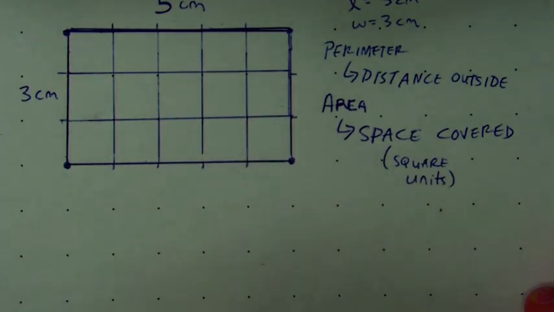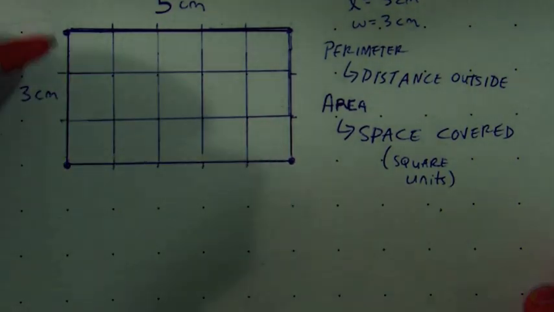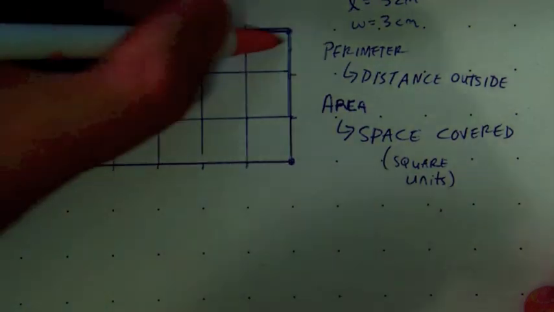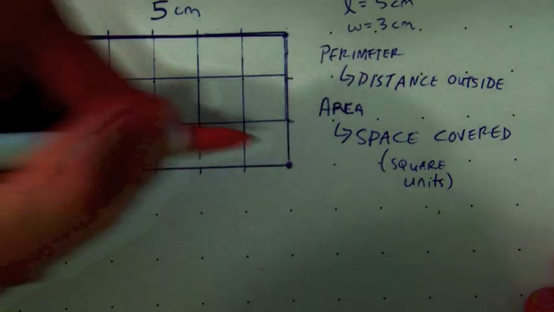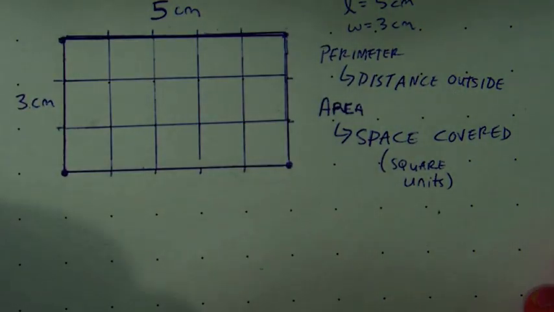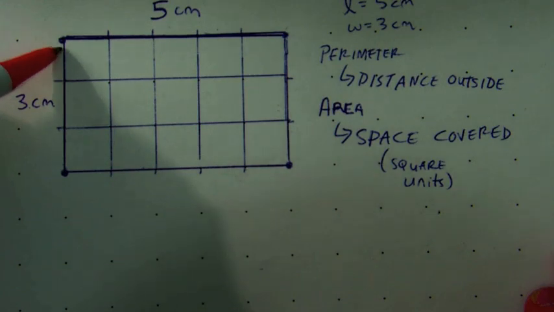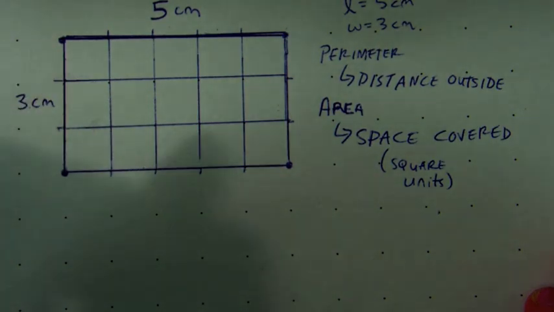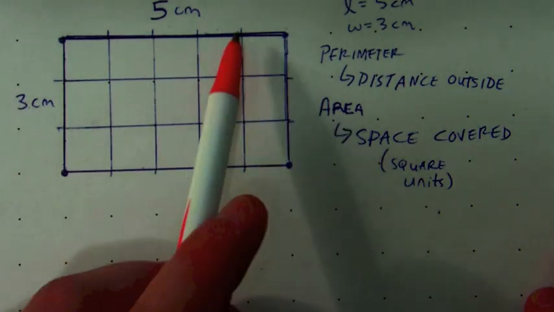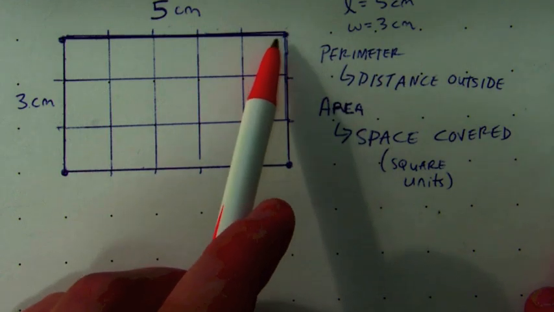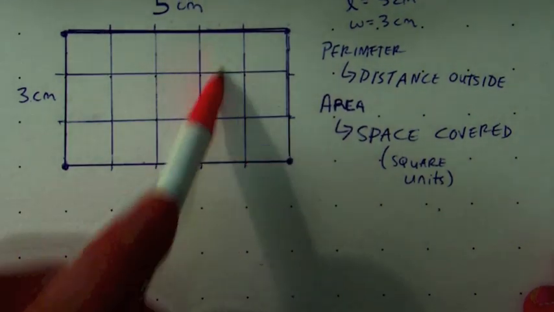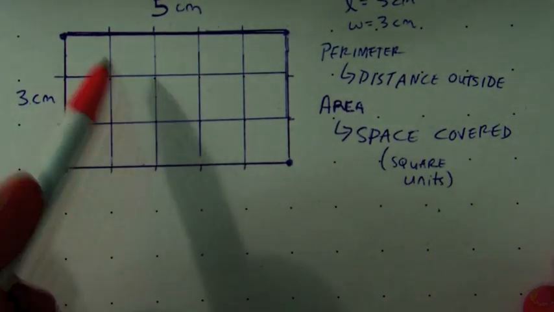Could do that. You can also look at it as 3 rows of 5 squares. So there's 3 rows here, 1, 2, 3, and each row has 5 squares in it. You could also look at it as 5 columns of 3 squares. So 1, 2, 3, 4, 5.